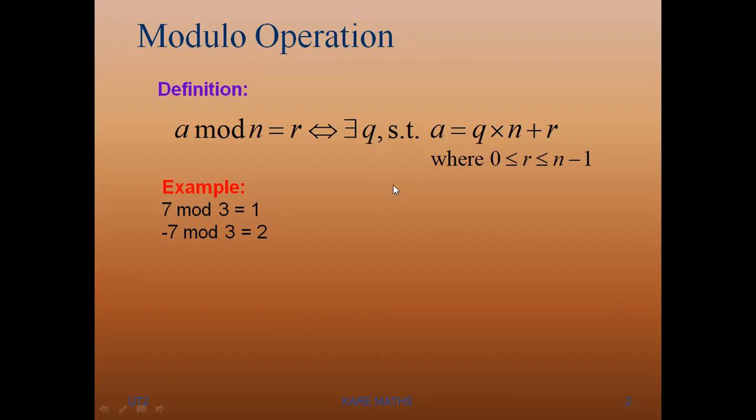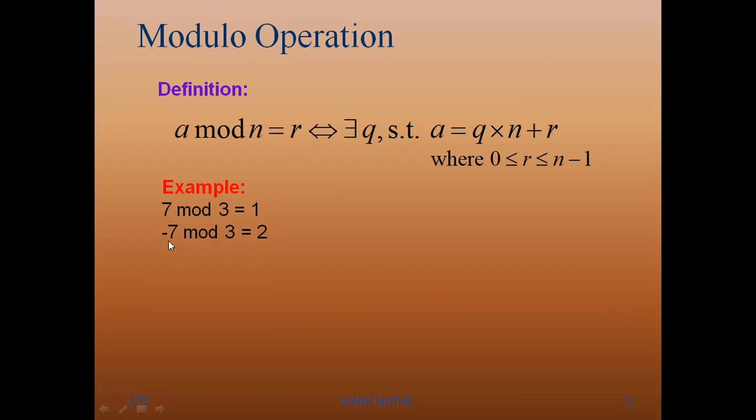So how can I say this? 7 should be divided by 3. When I divide 7 by 3, I get the quotient as 2 and the remainder as 1. So I can say that there exists a number 2 such that 7 is equal to 2 into 3 plus 1. So here r is equal to 1.